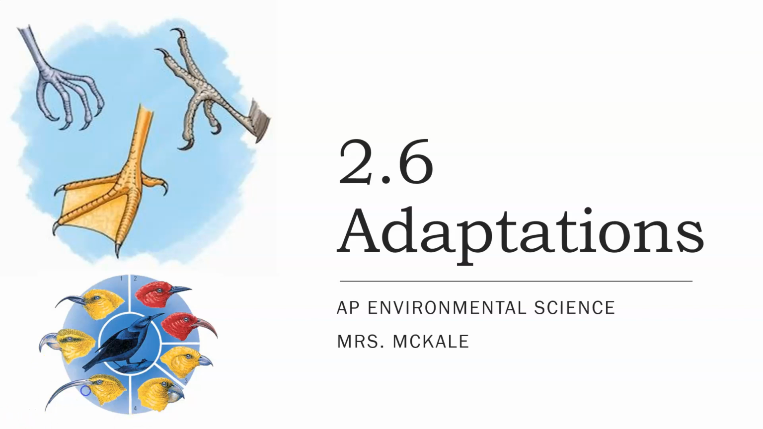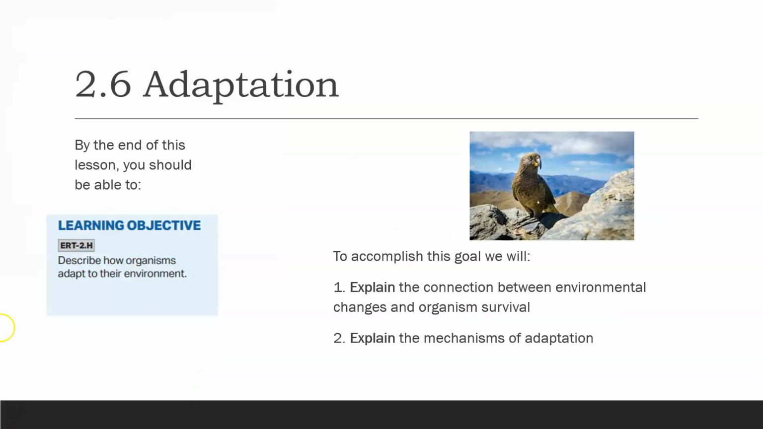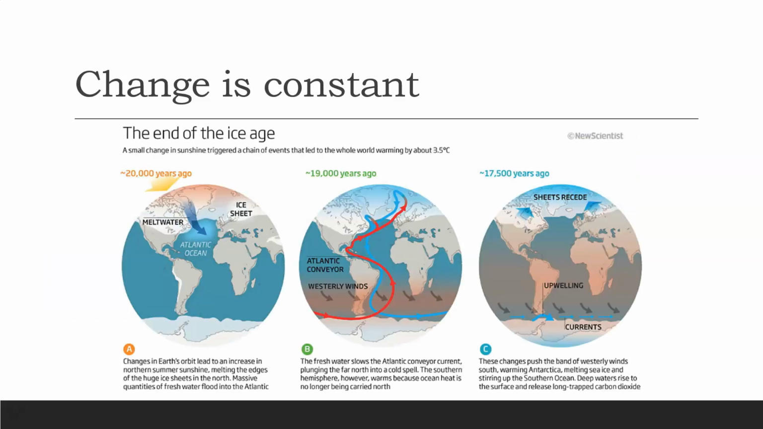2.6 Adaptations. So by the end of this lesson, you should be able to describe how organisms adapt to the environment. And to accomplish this, we're going to start by explaining the connection between environmental changes and organism survival, and then explain the mechanisms of adaptation.